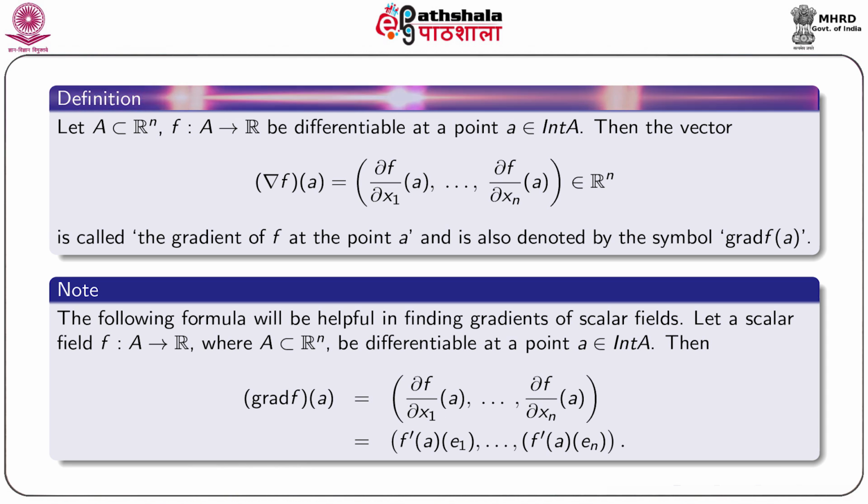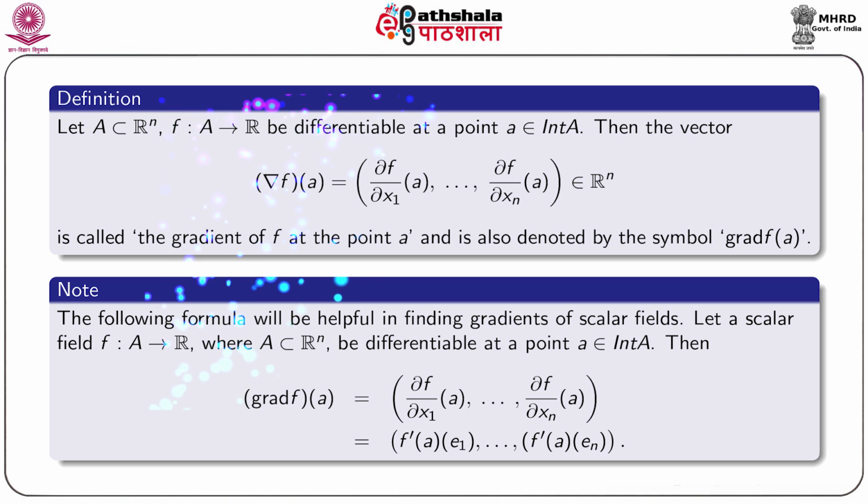Let A be a subset of R^n. f is a scalar field defined on the set A, which is differentiable at a point a, which is an interior point of the set A. Then the vector ∇f(a), that is ∂f/∂x_1 (a) up to ∂f/∂x_n (a) in R^n, that is the n-tuple consisting of all the partial derivatives of f at the point a and in natural order, is called the gradient of f at the point a and is denoted by the symbol grad f at a.